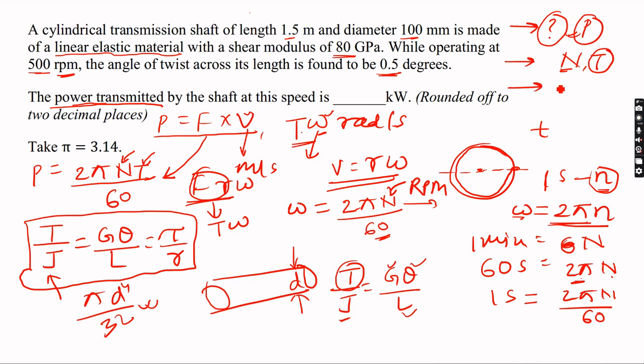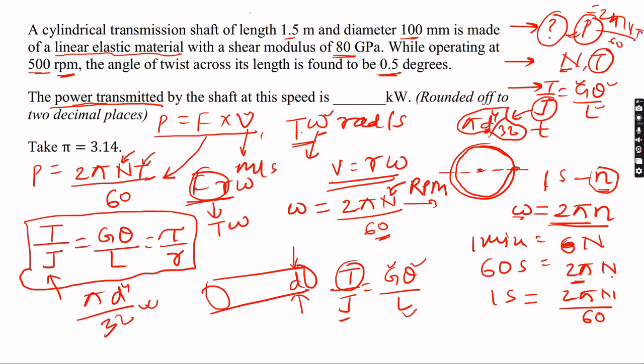You know this formula, T by J equal to G theta by L. Now for this equation, what parameters are given and what are not given in the question? G is given, theta is given, L is given, J is not given. So your next target should be how to calculate J. J is nothing but pi d to the power 4 by 32. This is the standard formula for a cylindrical bar having diameter d. Now d is given, so everything is known. You just put in the formula, power is nothing but 2 pi N T by 60, and calculate.